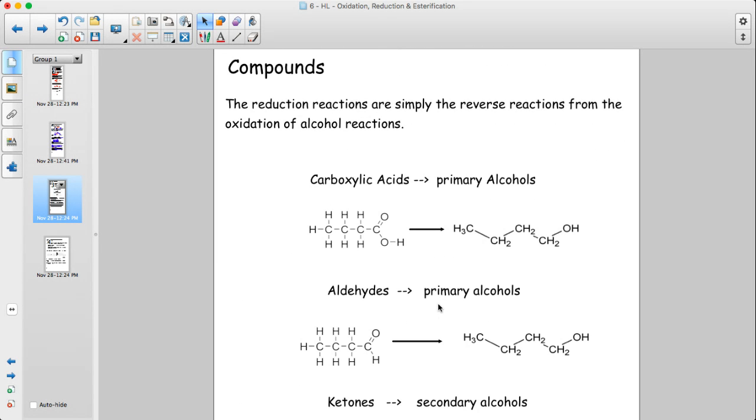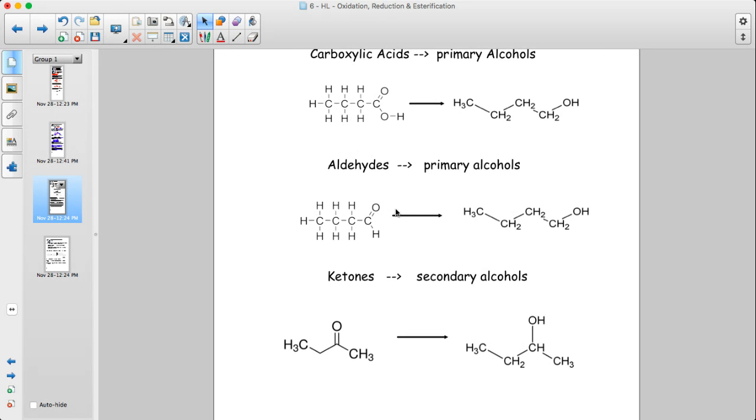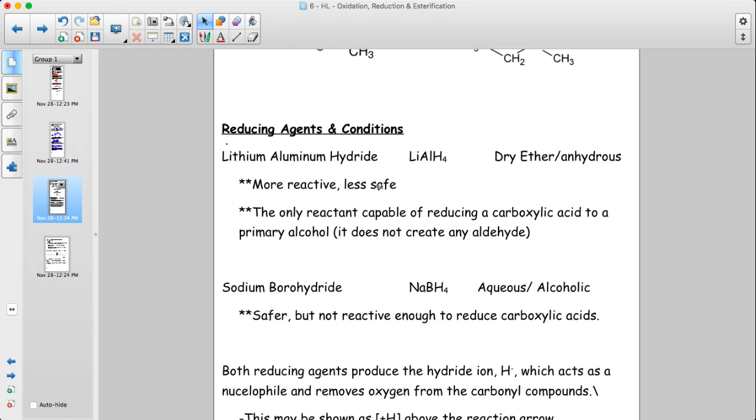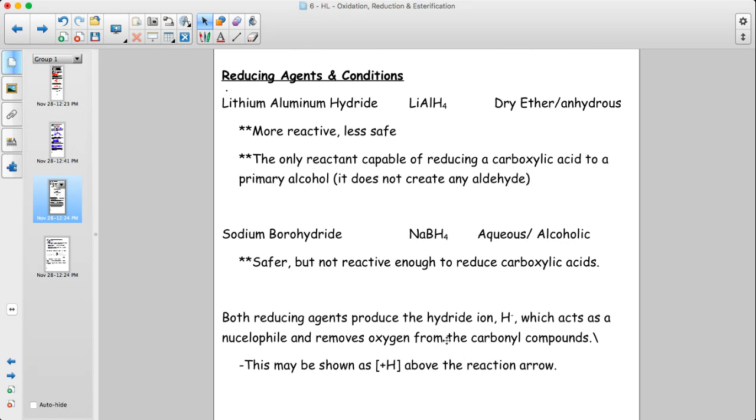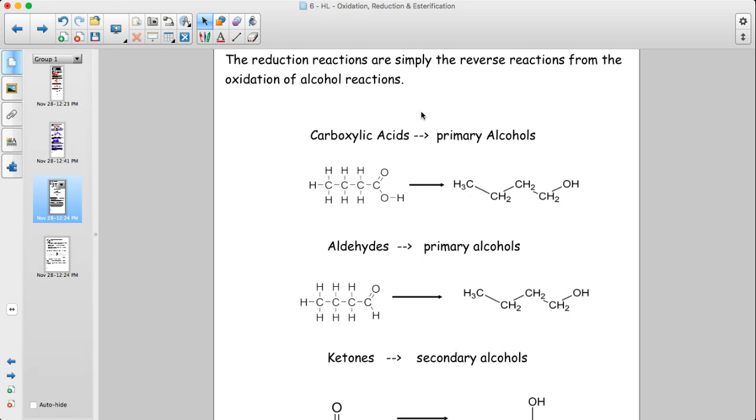That's really all you need to know for reduction. You need to know that those oxidized forms can get turned back into alcohols. You need to know the two different reducing agents by name and formula, that they produce the hydride ion, and the conditions that go along with them. You should also know that LiAlH4 is the only one strong enough to do carboxylic acid to alcohol.